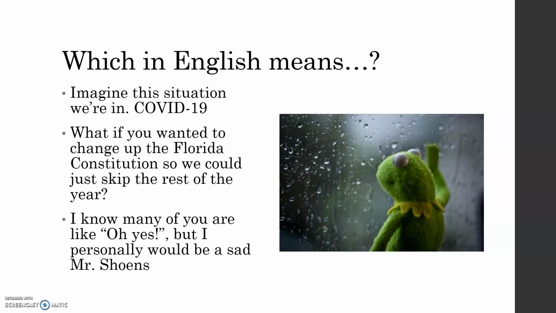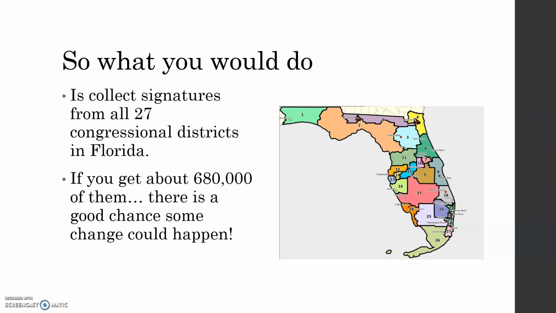Let's say you wanted to add an amendment to the Florida Constitution saying school is canceled if the world goes crazy. What you would do essentially, and you can go through any of those five methods I showed you at the beginning, is collect signatures from all 27 congressional districts in Florida. You can't just get 680,000 signatures in Miami. That's not going to work. We're not just going to go to Miami and then hold the rest of the state hostage with this amendment.